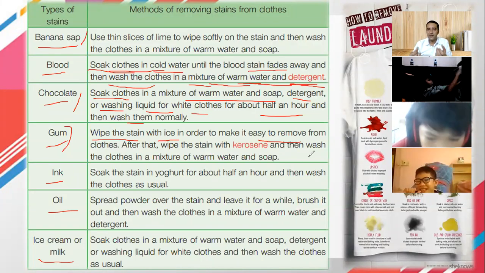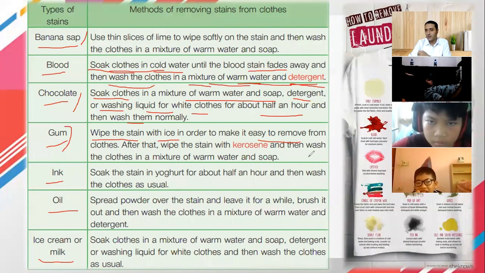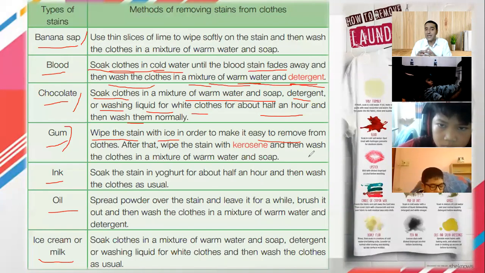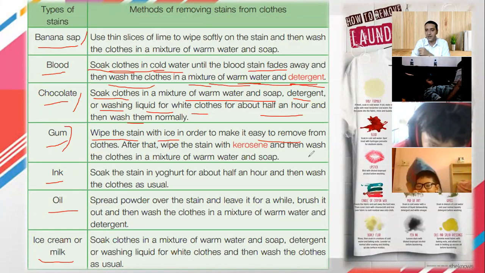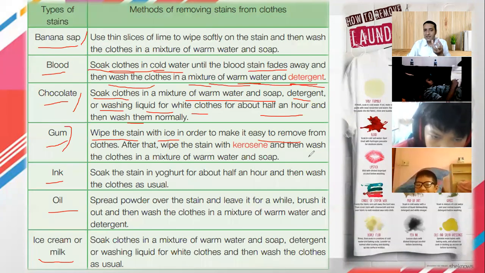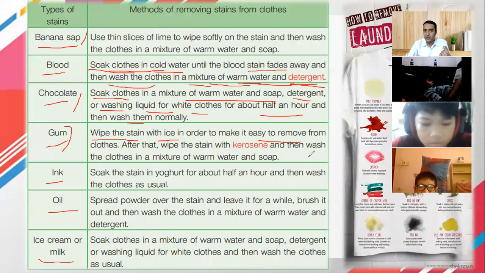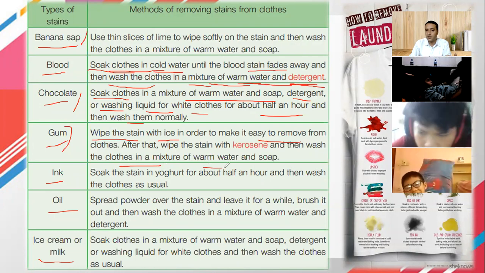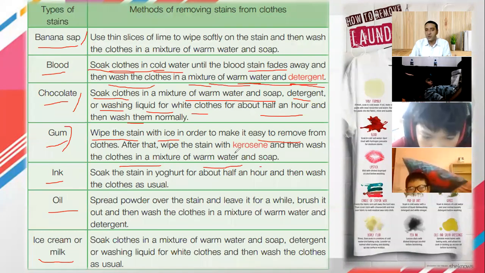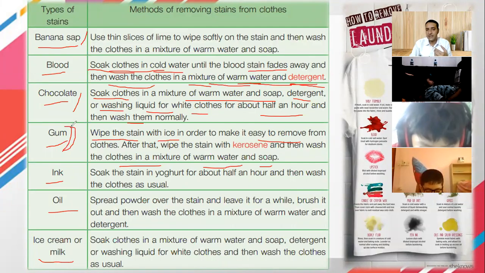So for example, if we have gum stuck to our clothes, the best way is to wipe the stain with ice. We just take a piece of ice and wipe it, right? The gum will become more solid and then will be easy to remove. After that, we wipe the stain with kerosene and then wash the clothes in a mixture of warm water and soap as usual. With the help of this way, we can easily remove the gum stain.